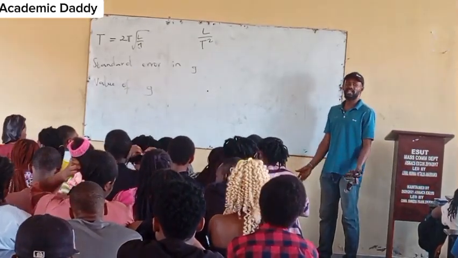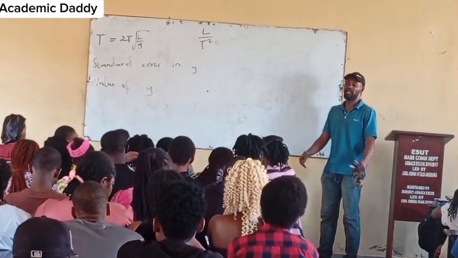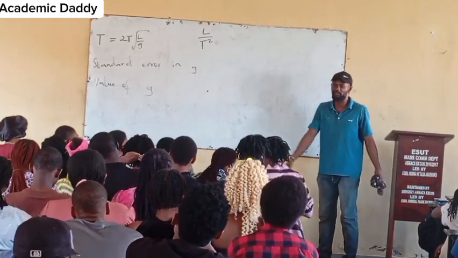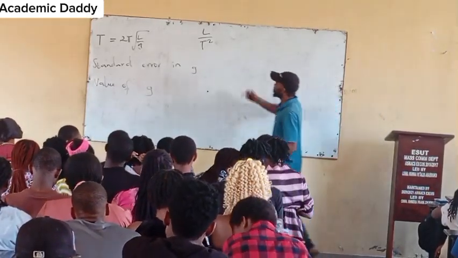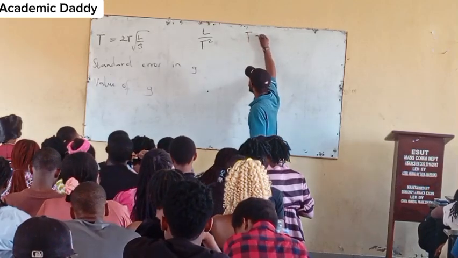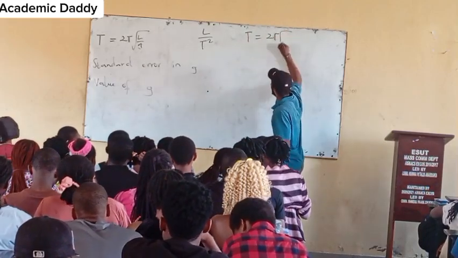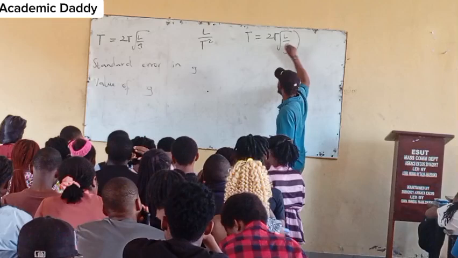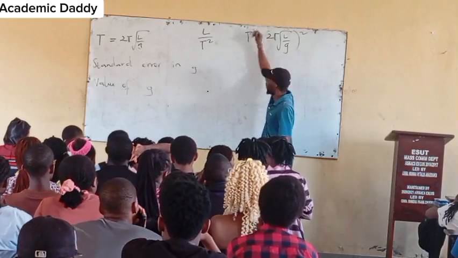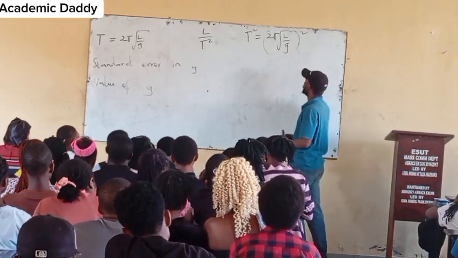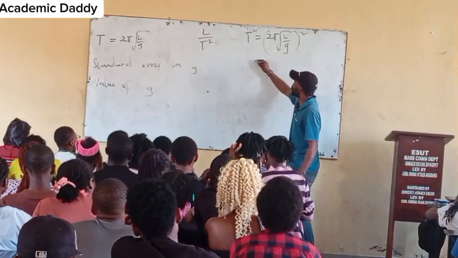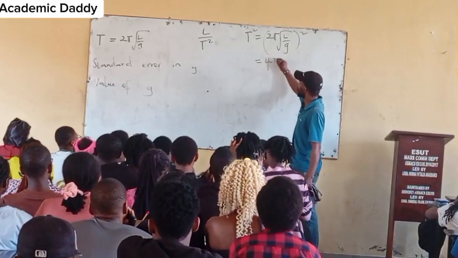We have T equals 2 pi root L over G. I can square both sides. If I take the squares of both sides, you see that 2 becomes 4, pi becomes pi squared.